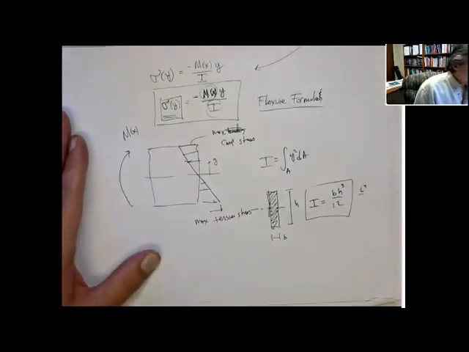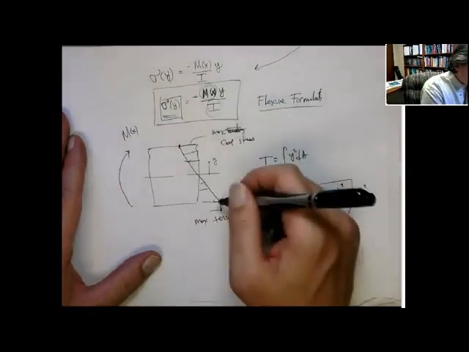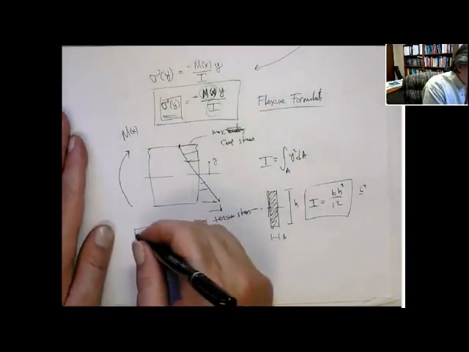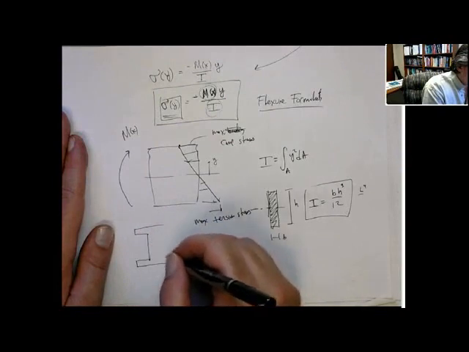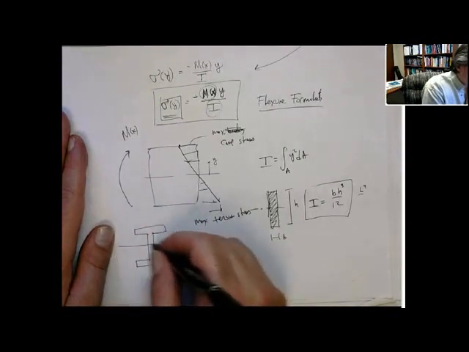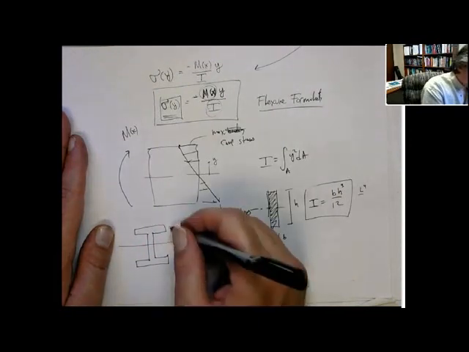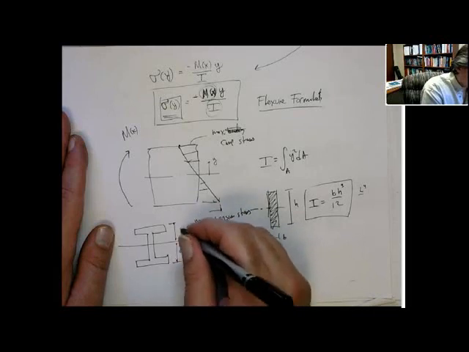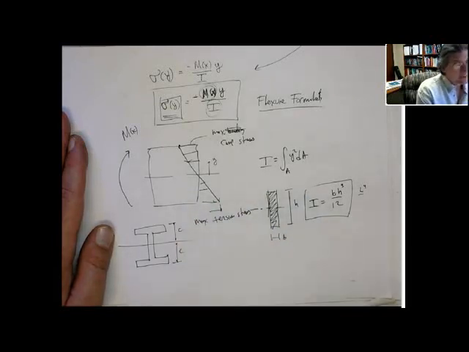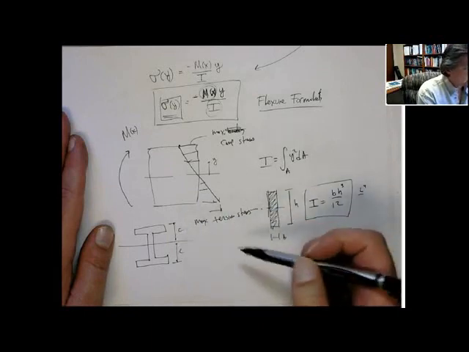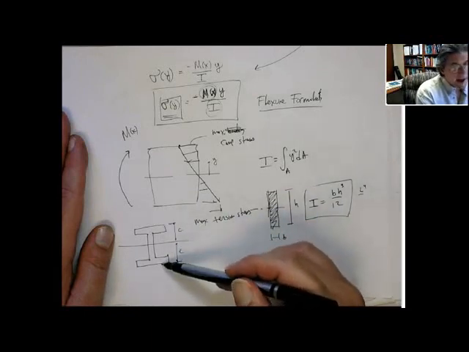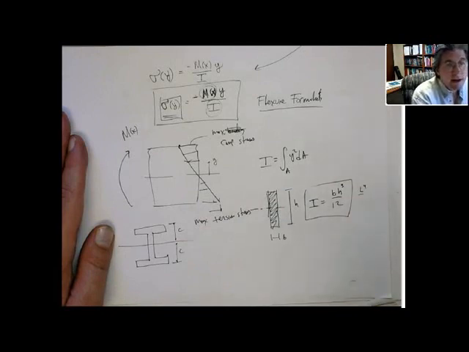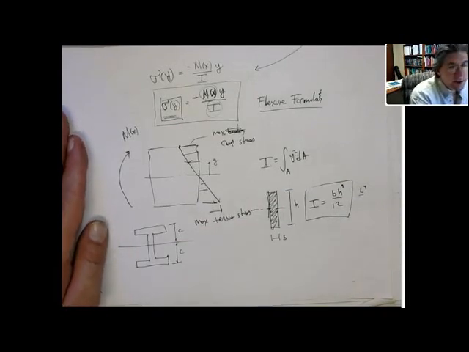Now, if the cross section is symmetric, that means the neutral axis passes right through the middle. The distance to the top equals the distance to the bottom. We call it C and C. What you can see is that the stress here has to equal the negative of the stress at the bottom. Okay? You won't always have that situation.